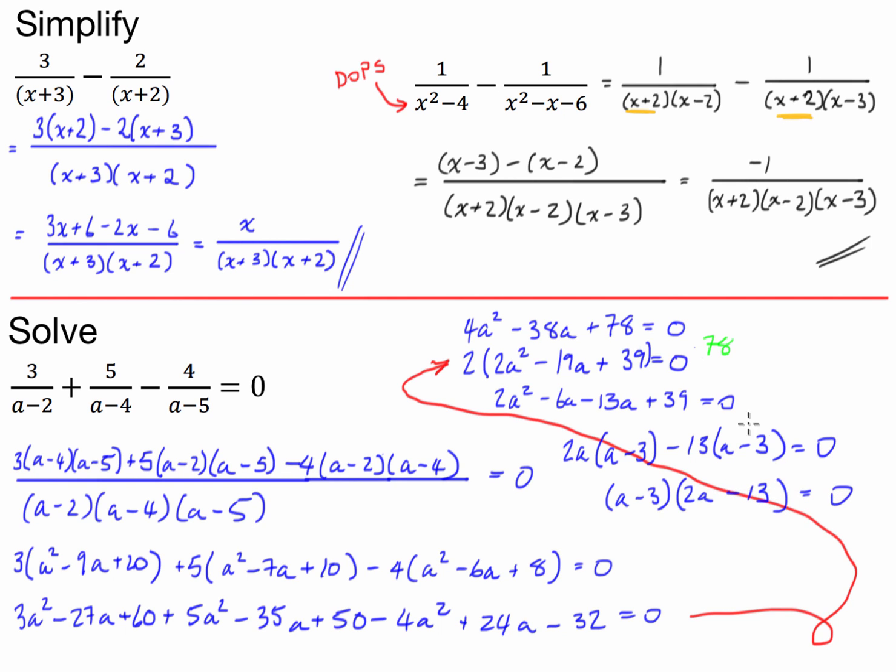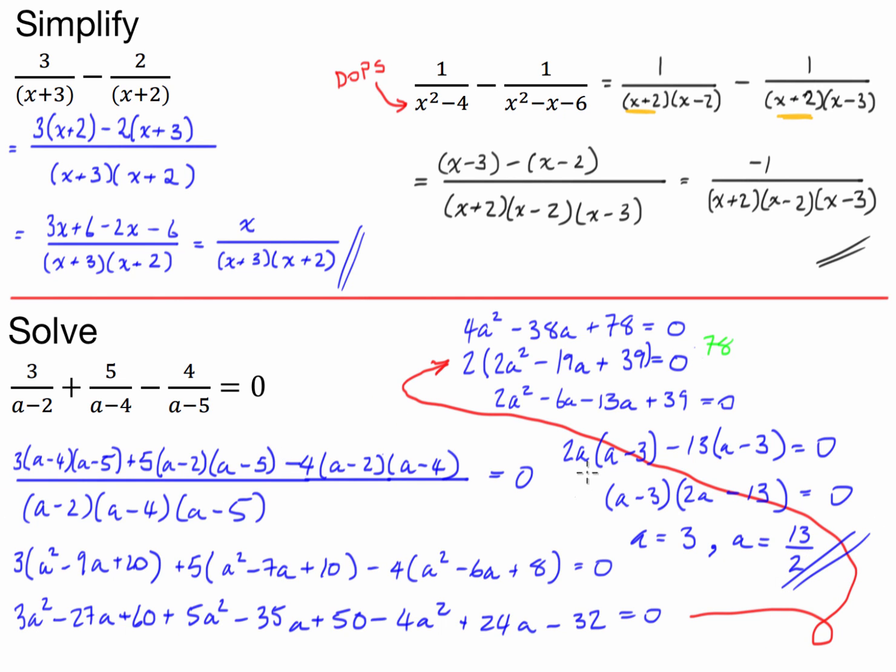Now I'm assuming you guys are fairly well versed in non-monic quadratic factorisation. If you're not, I'll put a link to a couple of my videos that I've done on that specific subject that you can brush up on that sort of technique. So using the null factor law from here, we can say that a is going to be either equal to 3 or a is going to be equal to 13 over 2.